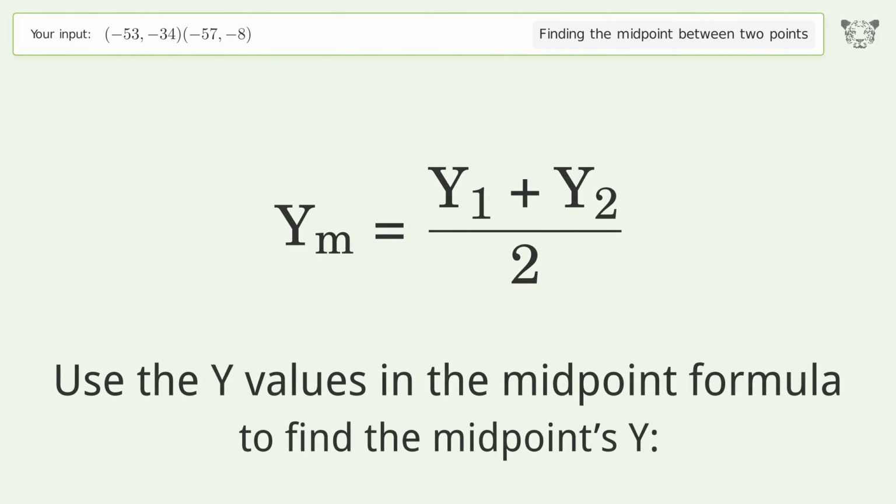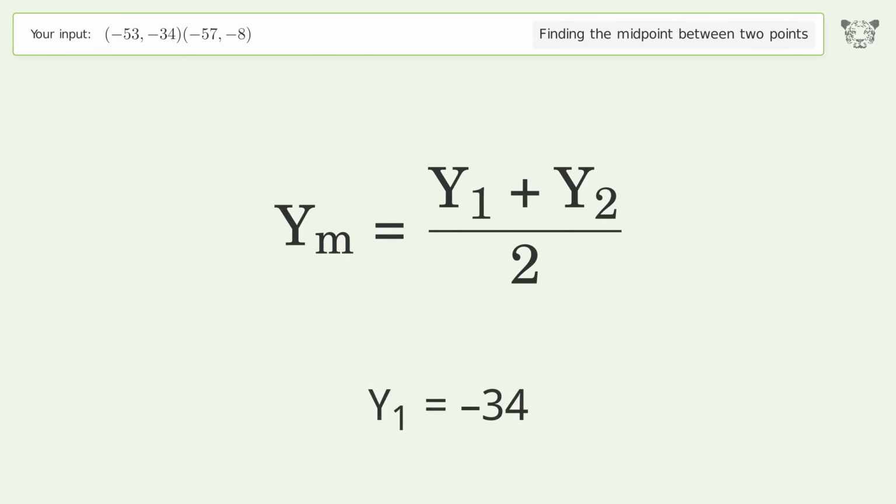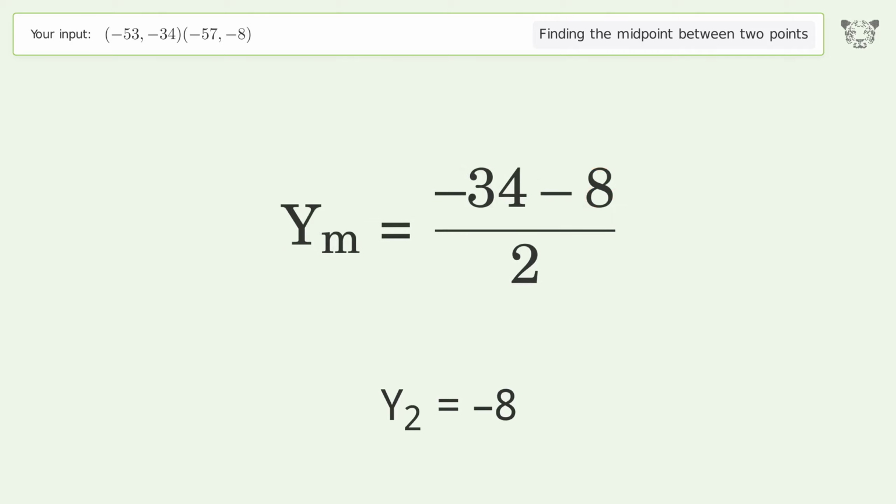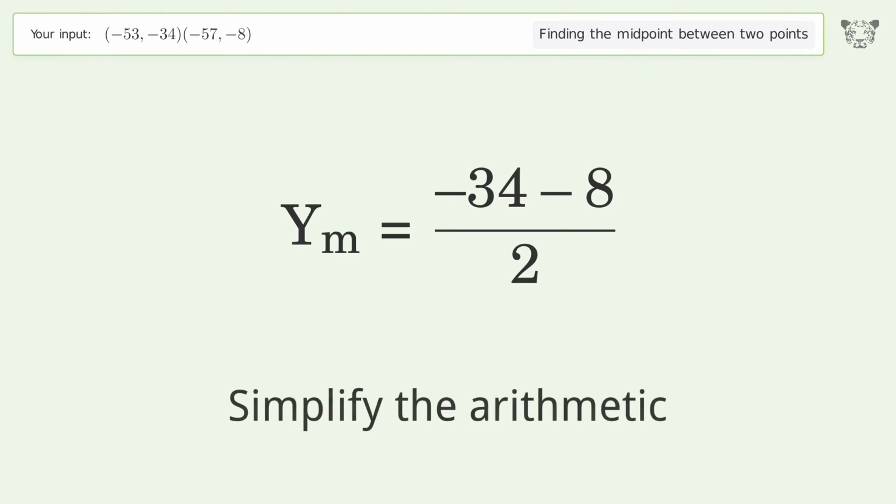Use the y values in the midpoint formula to find the midpoint's y. y1 equals -34. y2 equals -8. Simplify the arithmetic.